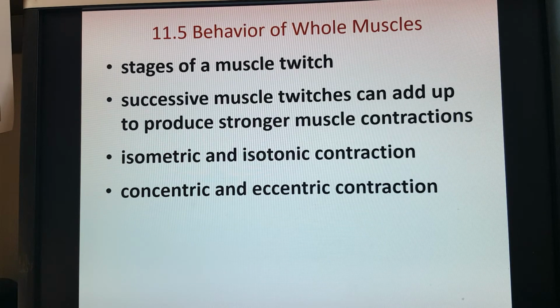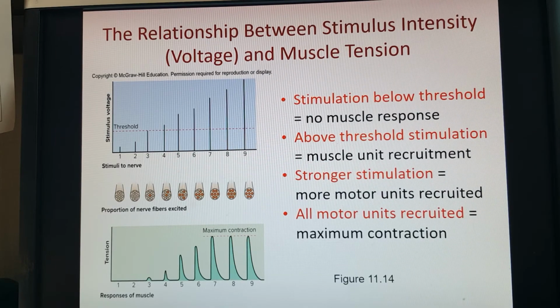Moving on to whole muscles, looking at contraction, looking at multiple contractions closely put together, and different types of contraction. So with our muscle stimulation, not all stimulation actually triggers a contraction. It has to be strong enough to actually recruit a motor unit in order to cause a contraction.